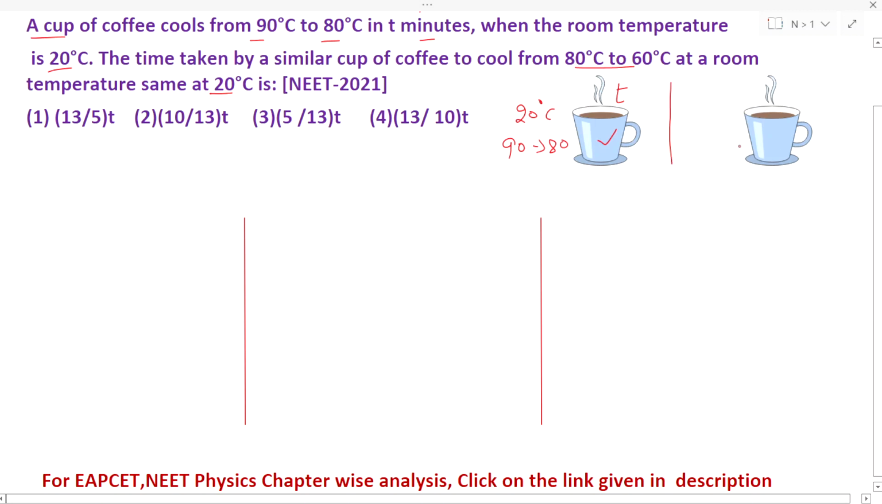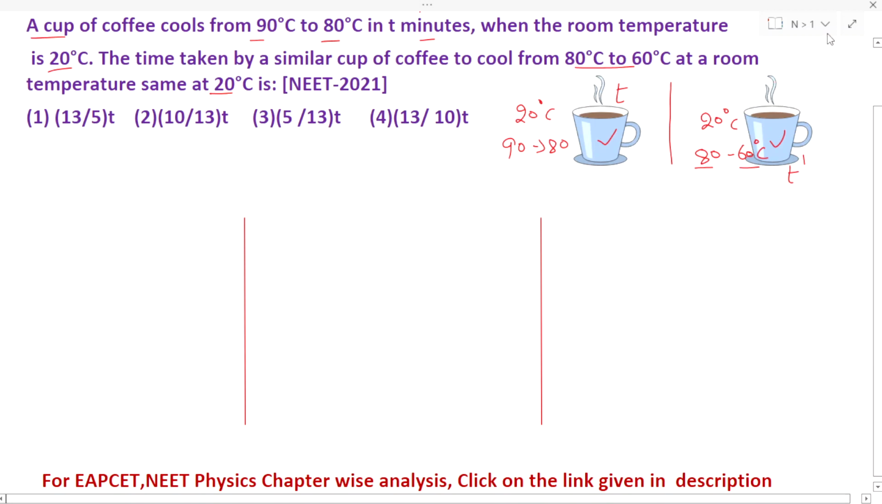In another case, he took the same cup of coffee and the room temperature is also 20 degrees. Now what did he say? He told that the temperature of the coffee fell from 80 degrees to 60 degrees Celsius. Now he is asking us to calculate time t dash for the temperature to fall from 80 degrees to 60 degrees. Now to solve this sum, let us use one shortcut.